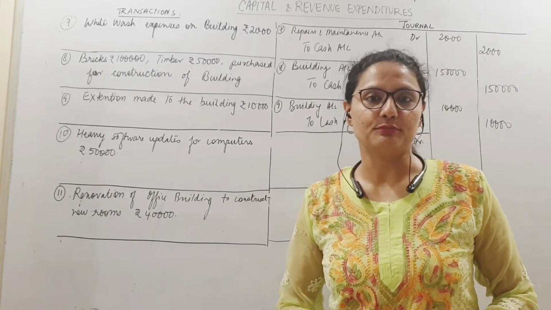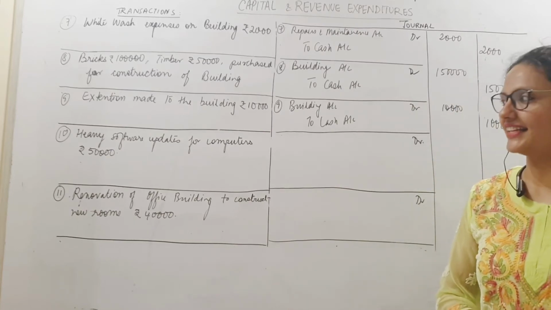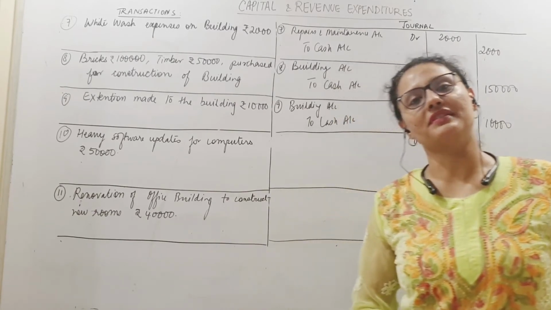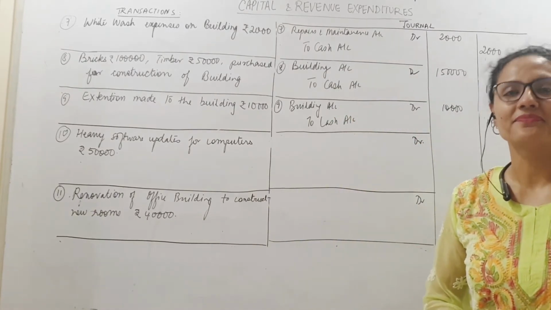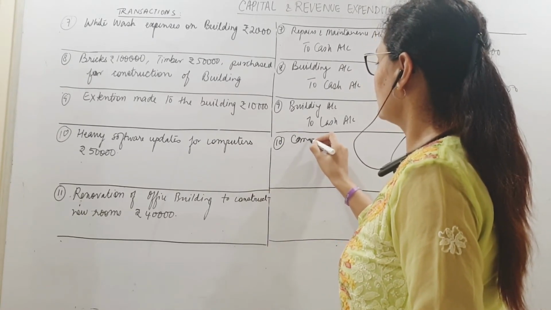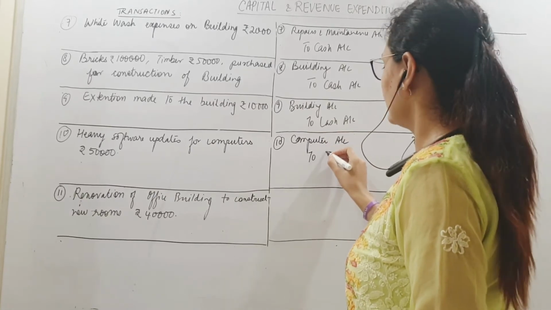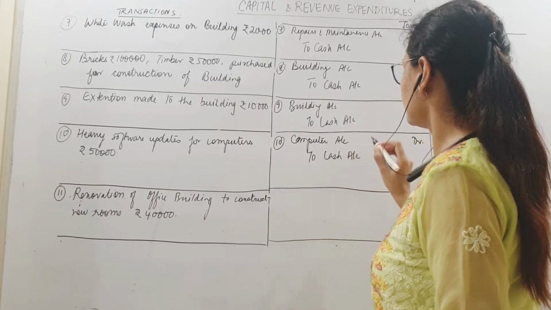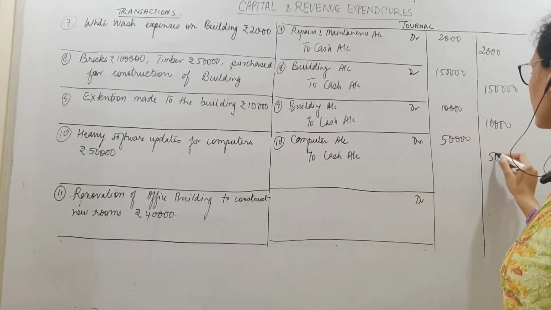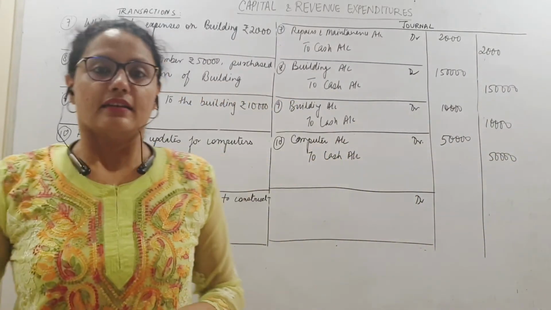Capital or revenue? Come on, think. It is enhancing the performance of the computer, isn't it? Therefore, capital again. Yes. So this should be debited to computers account, and credited to cash account. Fine. So this is 50,000. We have spent so much on the asset, right?